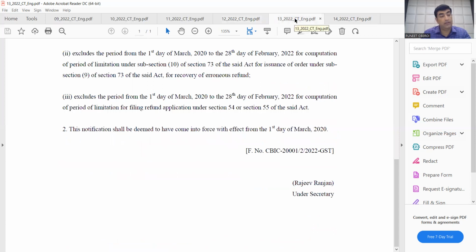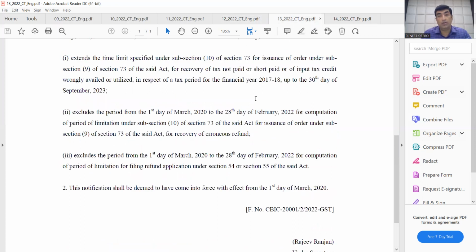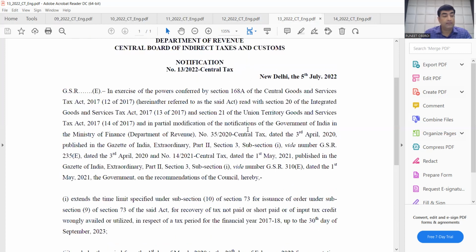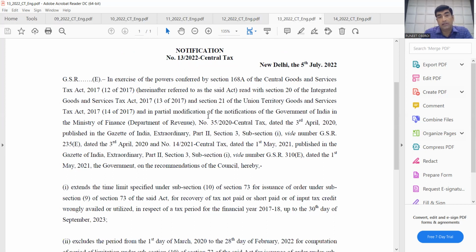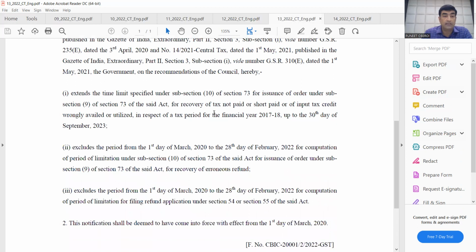There is notification number 13/2022, which basically says that regarding the time limit for the issuance of the order, there was a suo motu order of the Supreme Court where certain limitation period was extended from March 2020 to 28th of February 2022. Taking cognizance of that, and understanding that clarity has to be given, they have issued this notification number 13/2022, in which there are three items.